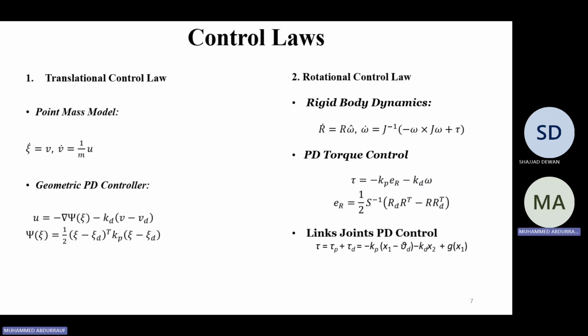Now, these are the controllers that we implemented. For the translational motion of the base, we have the geometric PD controller. For the rotational part of the base, we have this error that has been defined, and this is the appropriate controller. For the joints, these are the controllers that we use. So in total, at the final stage, we have 3 controllers: 2 for the base, 1 rotational and 1 translational, and then the controller for the joints.